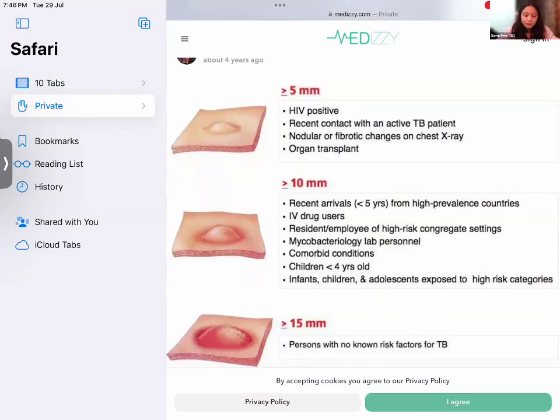If it is more than 5 mm in a patient with HIV, recent contact with an active TB patient, nodular fibrotic change in chest X-ray, or organ transplant, meaning the patient is immunocompromised, then the patient is considered positive. If it is more than 10 mm in a patient who is less than 5 years old, from a high prevalence country, an IV drug user, with comorbidity conditions, children, or infants, we consider it positive. In normal people who never had TB in their life, the cutoff is more than 10 mm.